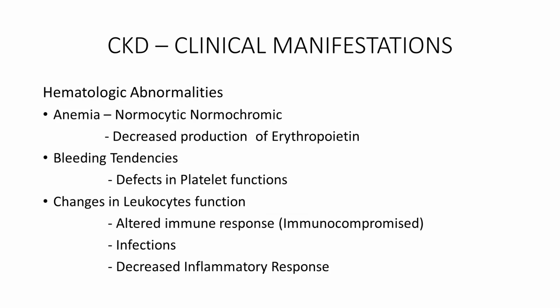Now, the hematologic abnormalities are very common in patients of chronic kidney disease. This we have already discussed. Anemia is normocytic and normochromic because of decreased production of erythropoietin. There is a bleeding tendency because of defects in platelets. Although the platelet count is normal, the ability of the platelet to do its function is impaired, and there is a defect in platelet function.